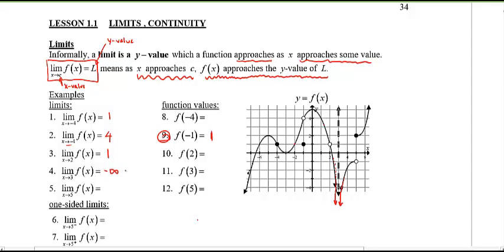Or some people use this idea of DNE. Now, DNE means does not exist because it's not really a value, right? Negative infinity, how do we classify that? Well, it's just something really, really big negatively. So sometimes people use this notation DNE. DNE stands for does not exist.